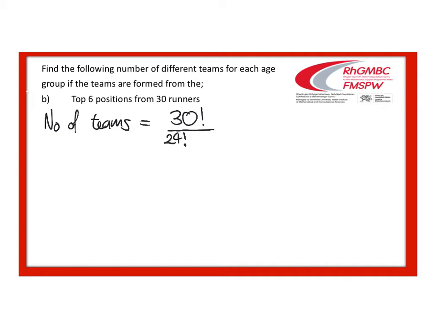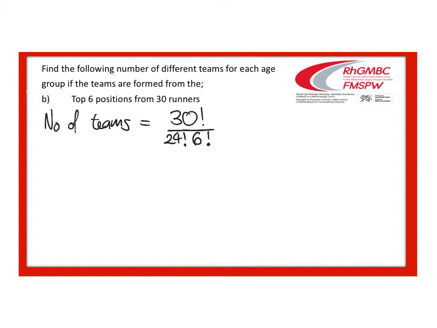But I don't want to pay attention to the rankings because I'm going to have 6 runners. I don't care who comes in first, second, third, fourth, fifth or 6th. I'm only interested in who those first 6 runners to cross the line are. And so what I do is divide by the number of ways I organise that group of 6 runners, which is 6 factorial. So the number of teams will be given by 30 factorial, divided by 24 factorial, divided by 6 factorial.